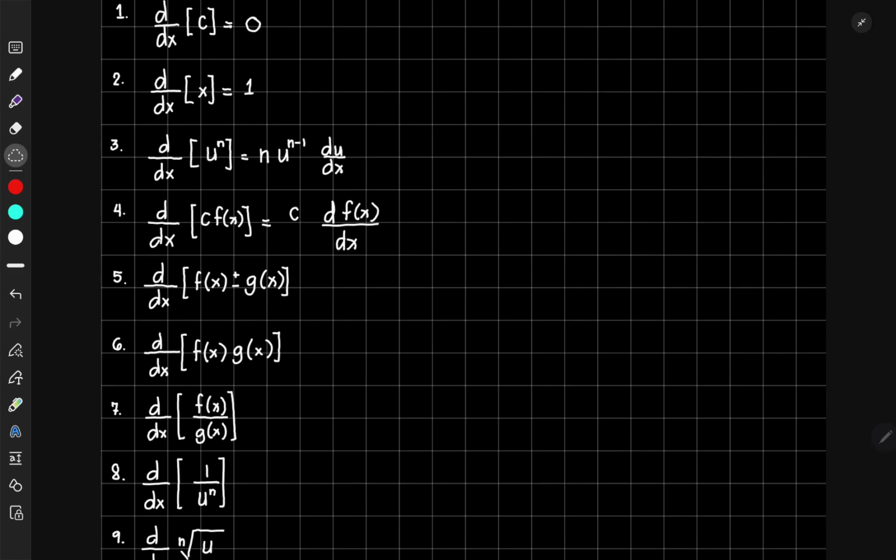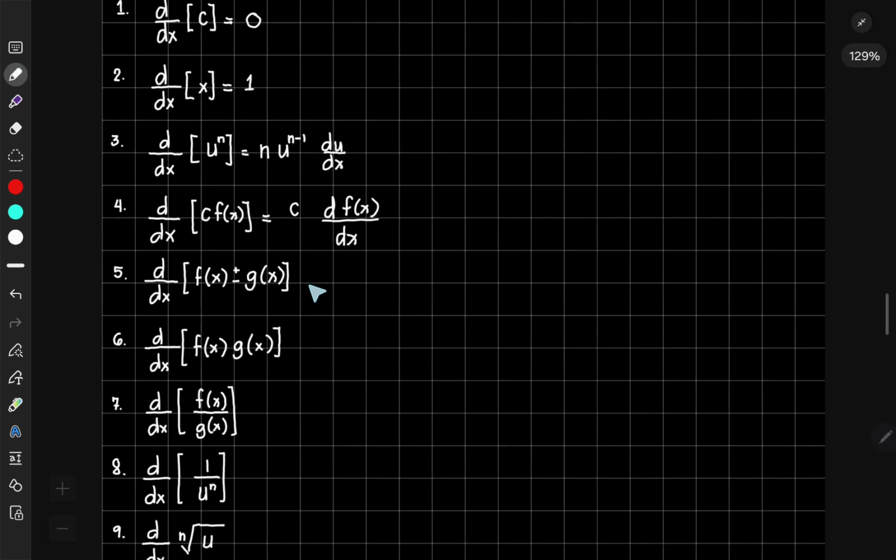So, ayan yung addition or subtraction. So, just simply distribute lang yung derivative natin. So, we have f of x plus or minus g of x. So, just distribute yung derivative. We have the derivative of f of x with respect to x. So, plus or minus the derivative of g of x with respect to x. So, ganyan lang siya.